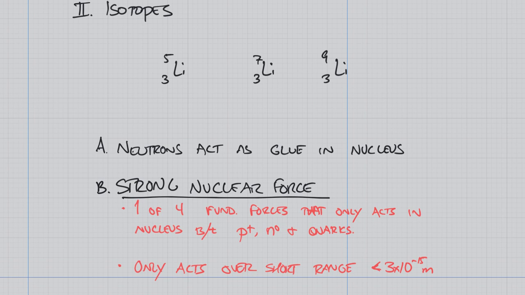The strong nuclear force only acts inside the nucleus between protons and neutrons. It doesn't act anywhere else, right? Along with quarks, it only acts over very short distances, but it is strong. Why does this make sense?